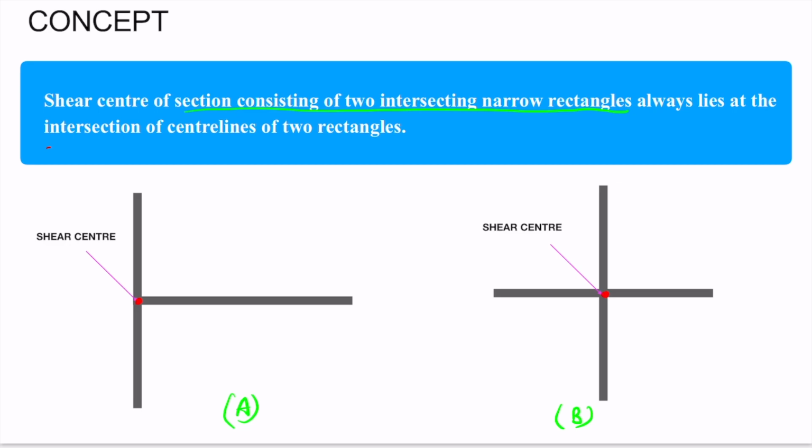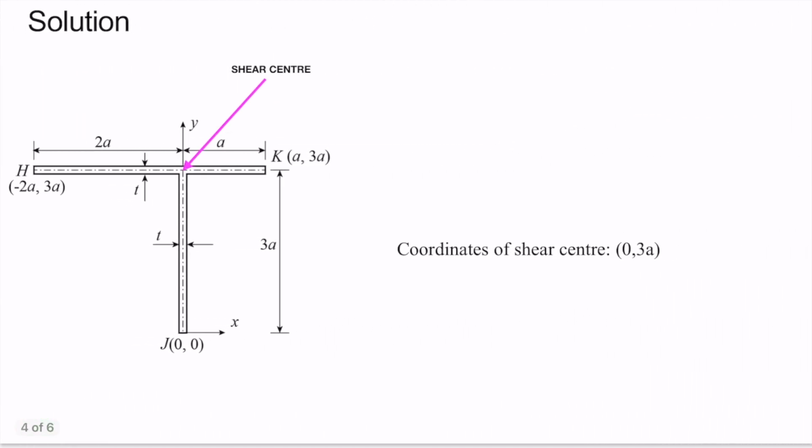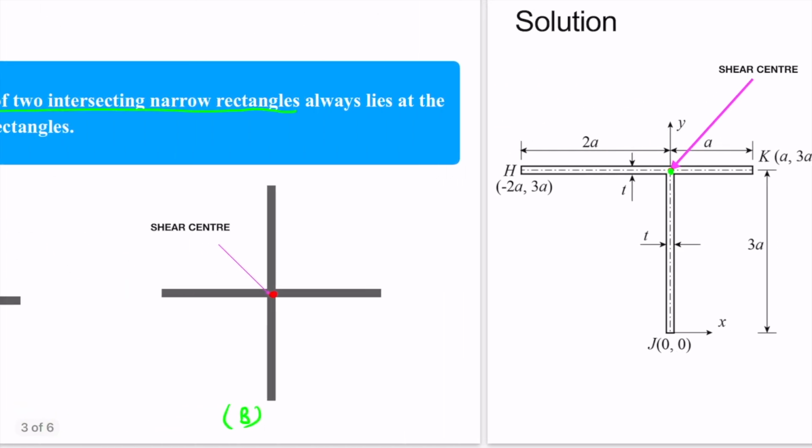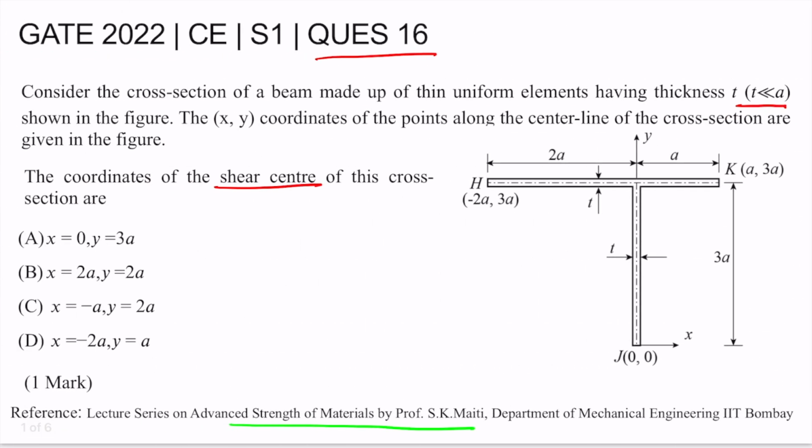After discussing these few points, let's move towards the solution of our problem. In our problem also, there are two narrow rectangles which are intersecting at a point. So according to the fourth point, this will be the shear center for this cross section. The coordinates of this shear center we can easily find out. The coordinates of this point are 0 and 3a. So our final answer will be option A, x equal to 0 and y equal to 3a.